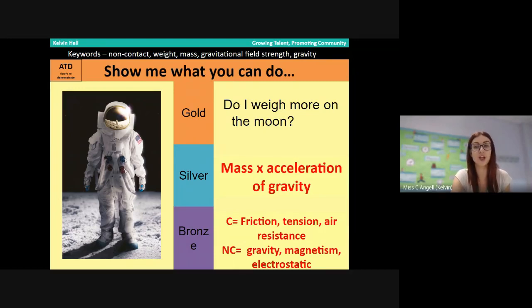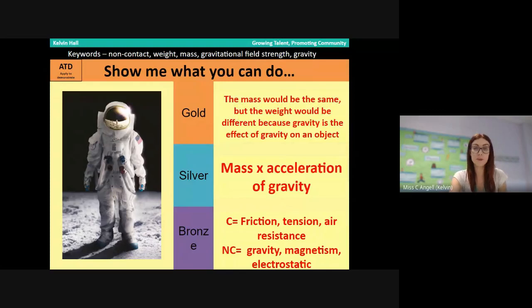And the gold question, do I weigh more on the moon? And I wanted you to explain your answer. So it's not enough to just say yes or no. You've got to tell me why. So the mass would be the same, but weight would be different because weight is the effect of gravity on an object.